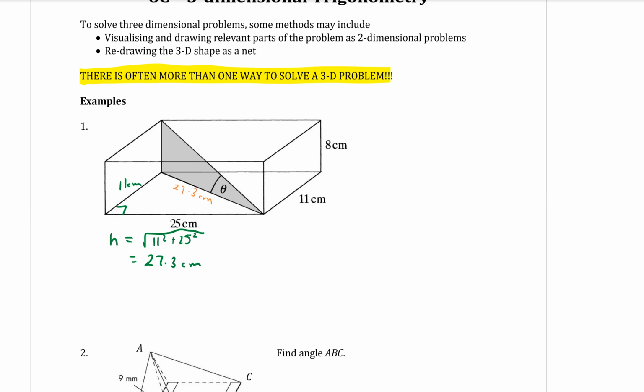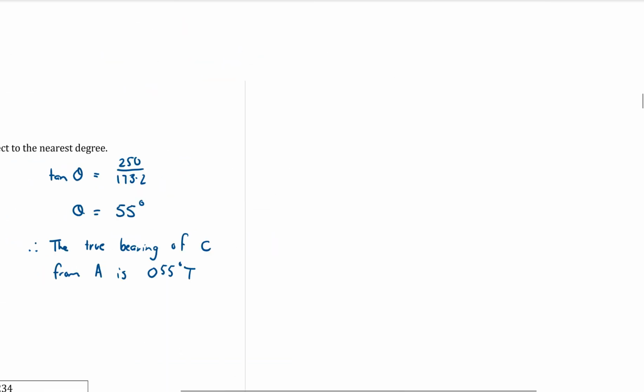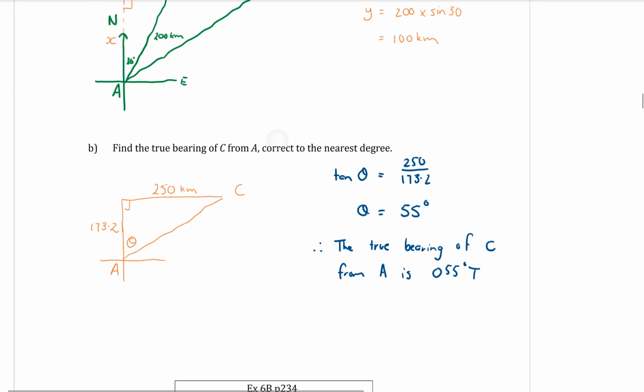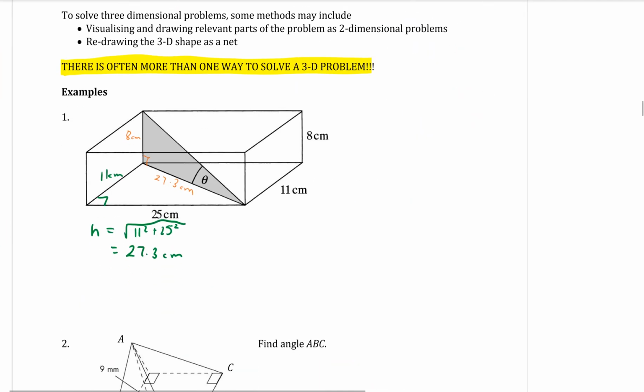So I also know in that grey triangle, the 8 centimetres over on the side of that rectangular prism would also mean that the 8 centimetres could be put there in the grey triangle. So to find that angle theta, I can use SOHCAHTOA. This angle here would also be the right angle. So it would be the opposite is the 8 and the adjacent is the 27.3.